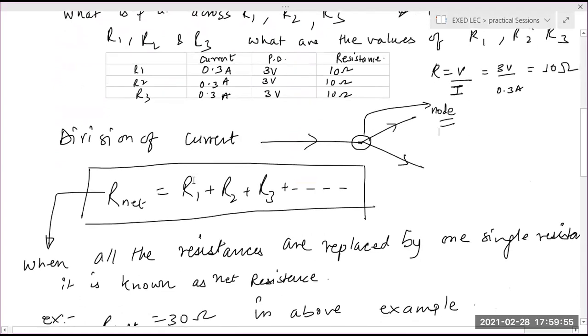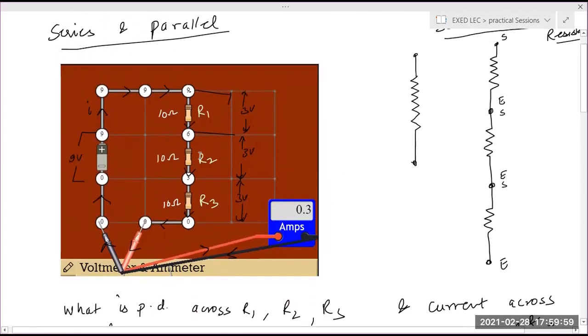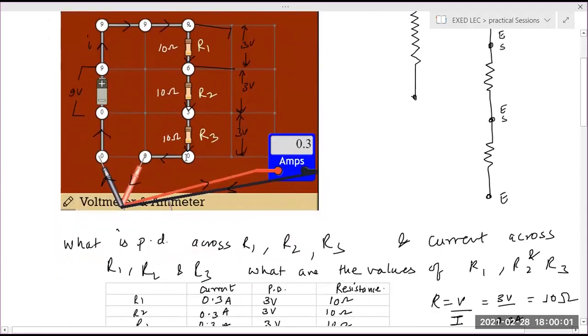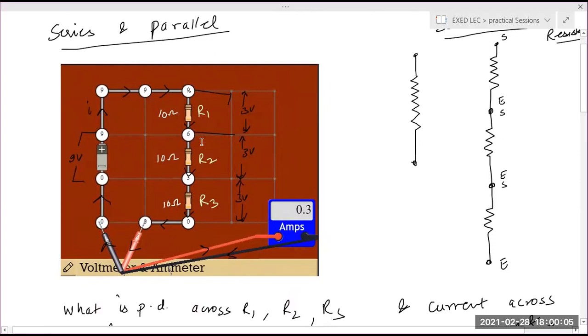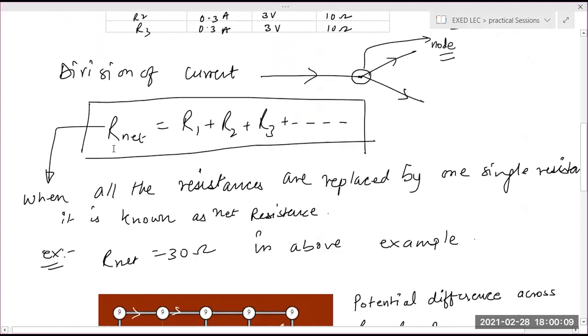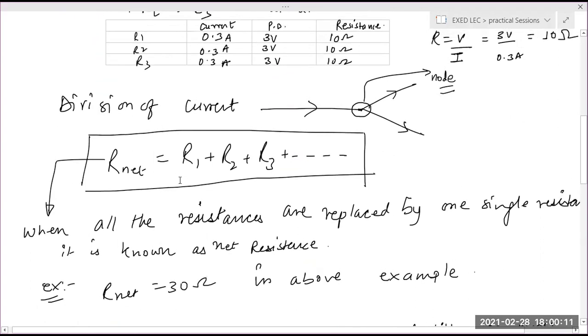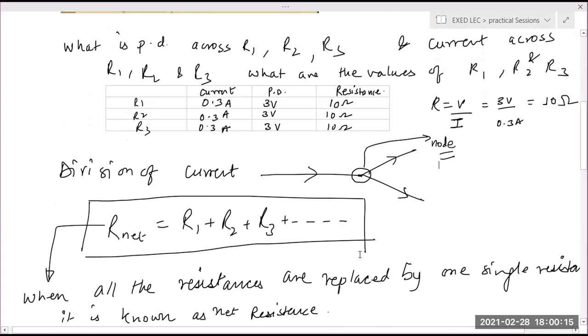So that is basically known as net resistance. But it is highly unlikely that they will ask you for R net. They may ask you to measure some potentials across this and all, but it's highly unlikely they will ask you R net for these circuits. But it's a very simple formula for series.